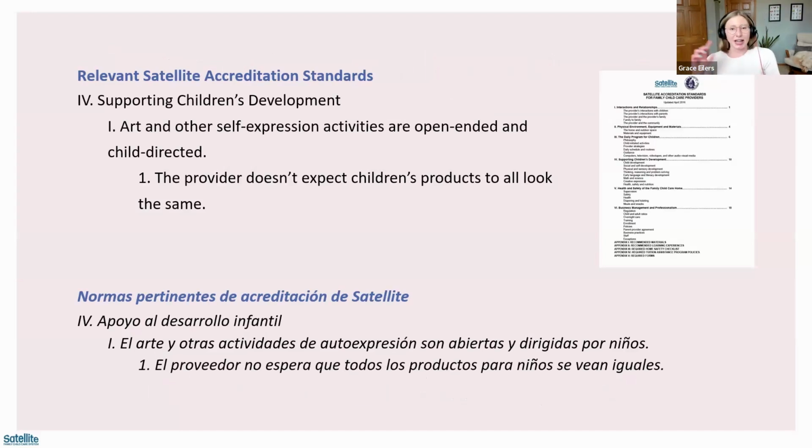Let's begin. We're going to acknowledge where this shows up in Satellite's accreditation standards. So first, in Section 4, Supporting Children's Development, it states that art and other self-expression activities are open-ended and child-directed. In addition to that, the educator doesn't expect children's products to all look the same. So we're going to be talking about that open-ended piece, that child-directed piece, and the expectation that children do not have to create art in any certain way today.